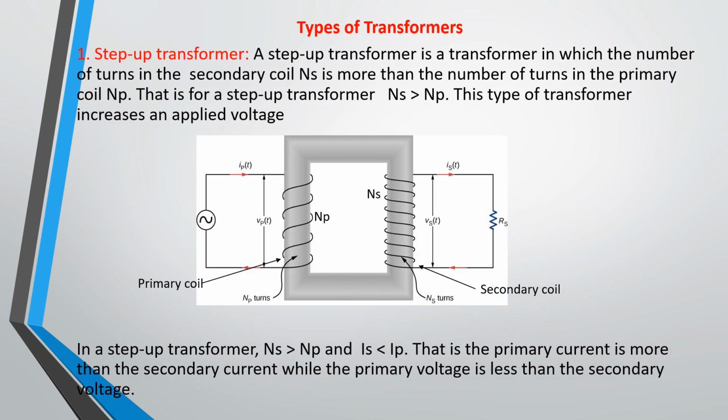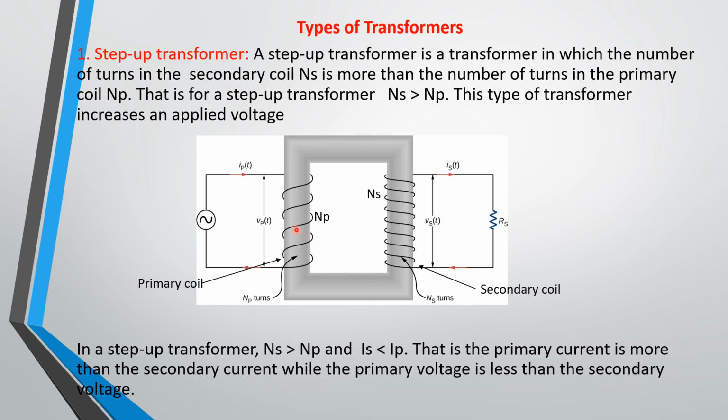As I said before, we are going to talk about the types of transformers. We have two types of transformer, and these types derive from the number of turns in the primary and the secondary coil. The first one is the step up transformer. In the step up transformer, the number of turns in the primary coil is less than the number of turns in the secondary coil. That means the number of turns in the secondary coil is more than the number of turns in the primary coil.